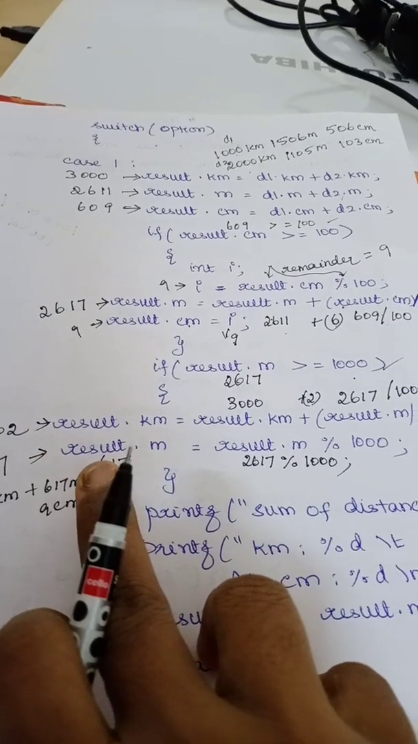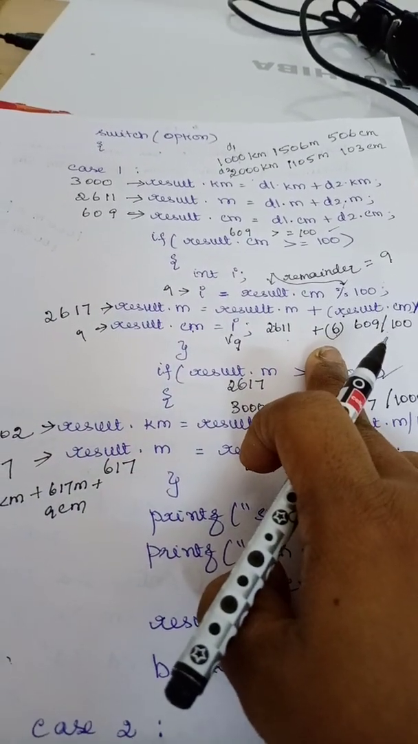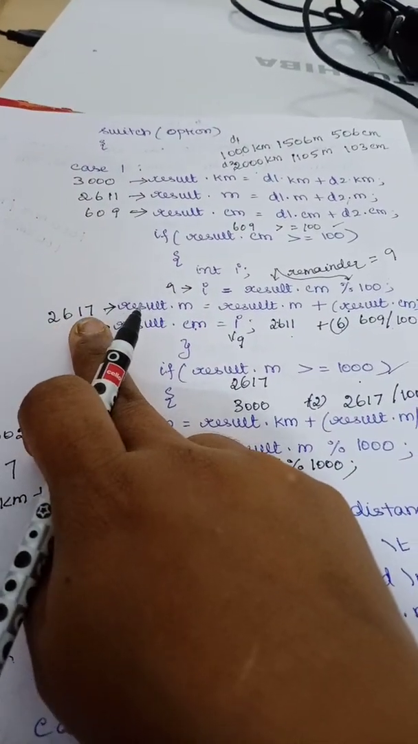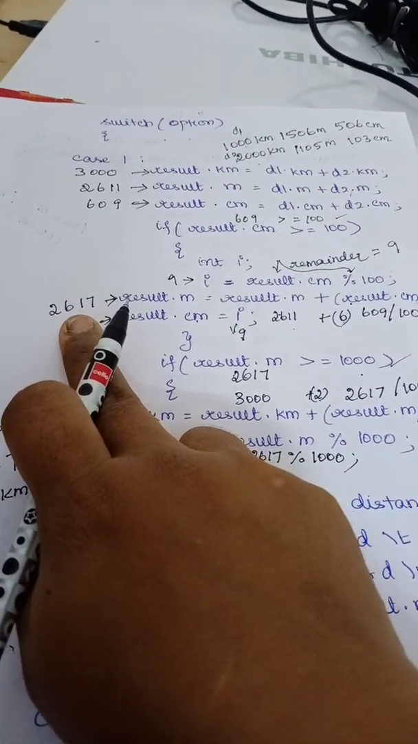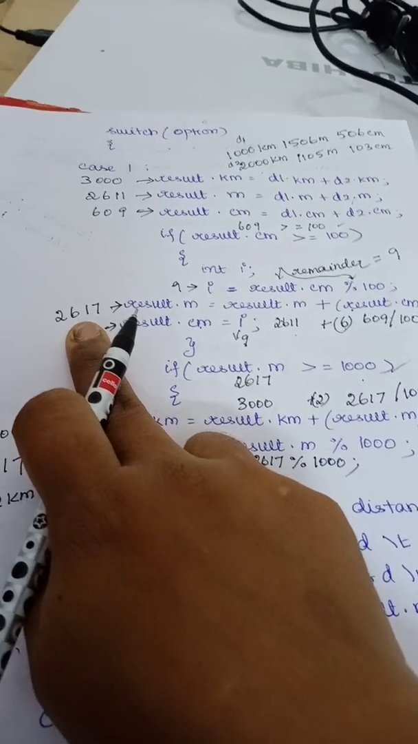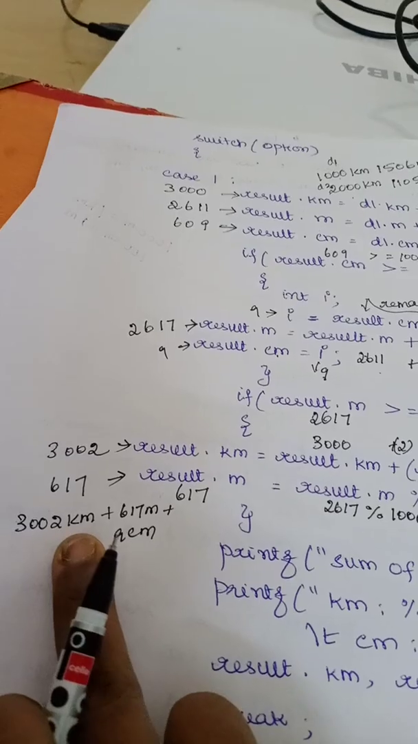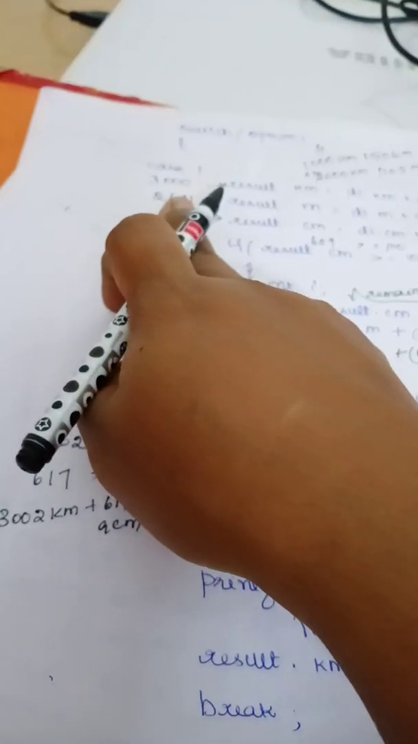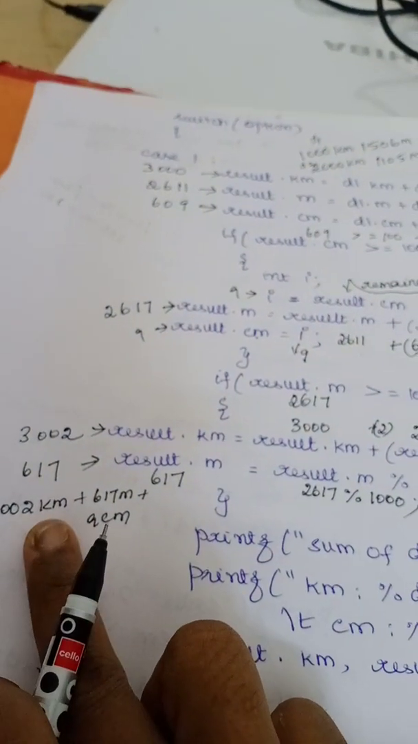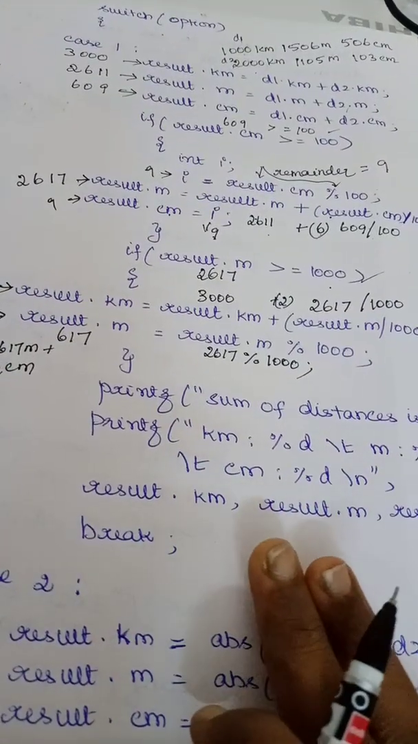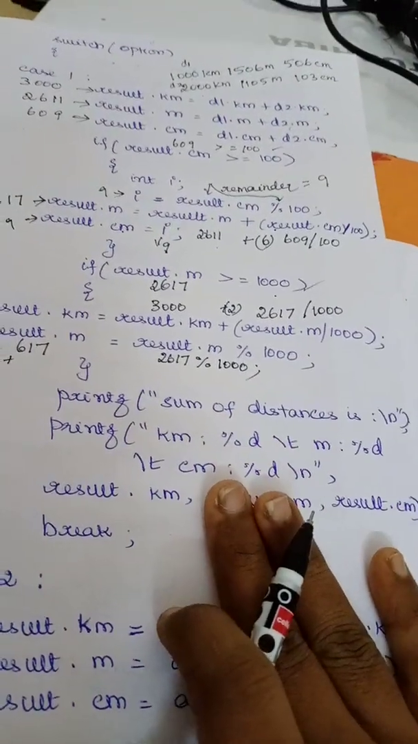2611 plus 6. So that is going to be what? 2617. In the 2617 I am subtracting 2000. So it is going to be 617 meter. This 2 I am going to add it with my kilometer. So 3000 plus 2 is going to be 3002 kilometer, right? In the same way I have done, then I am printing the result.